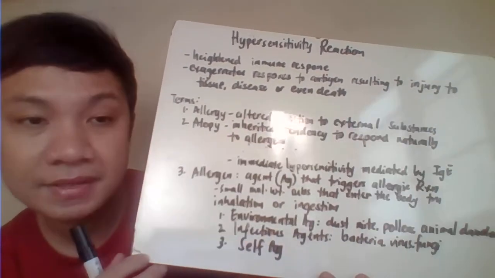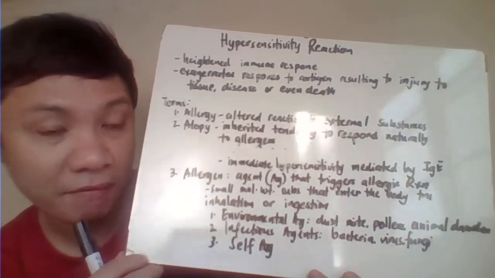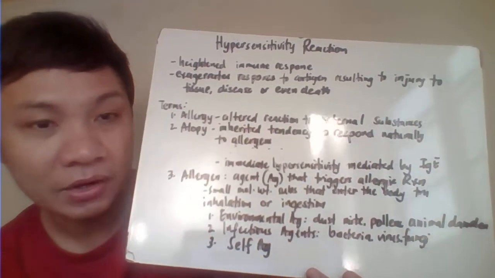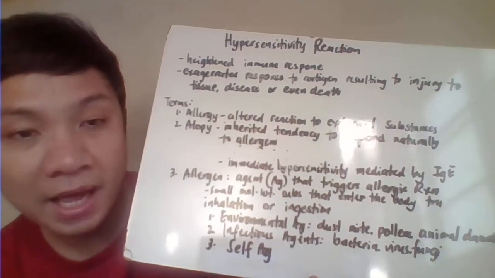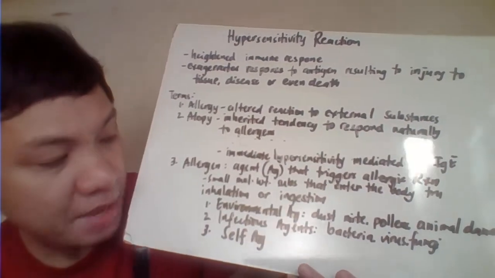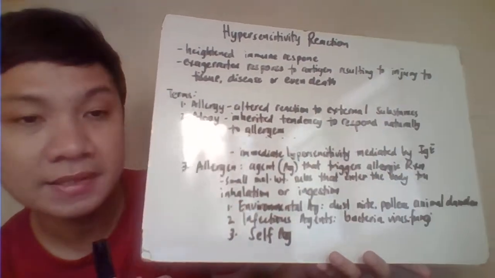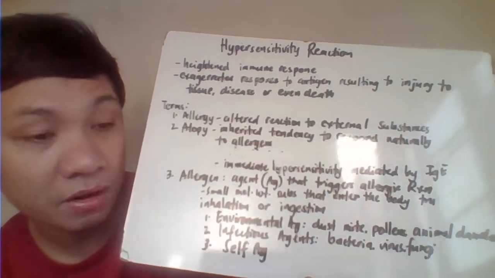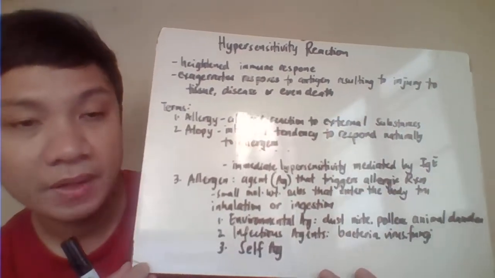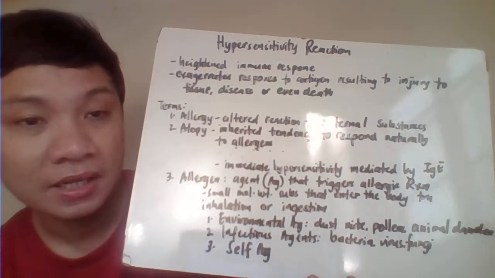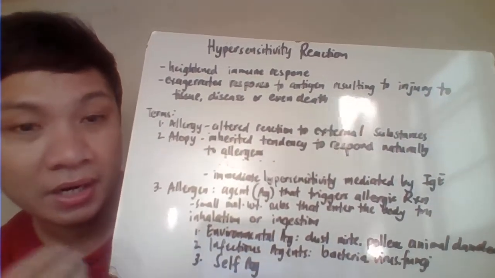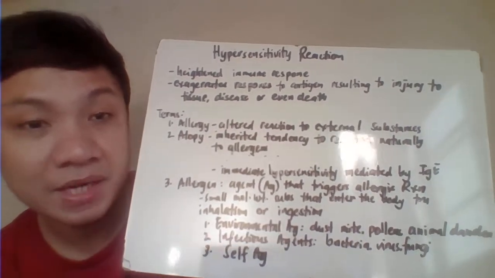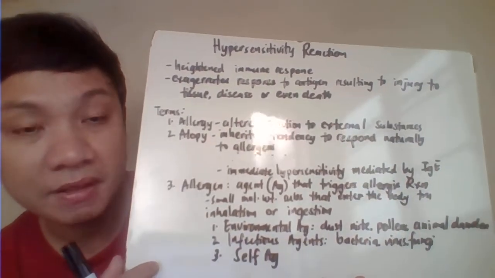Okay, so we have examples of allergens. It might be in the form of environmental allergens like pollen grains, dust mites, and animal danders, or maybe infectious agents like microbial organisms such as bacteria, viruses, parasites, and all of that. Or maybe self-reactive antigens. These can also trigger your allergic reaction, especially for the immune-mediated type of hypersensitivity reaction.